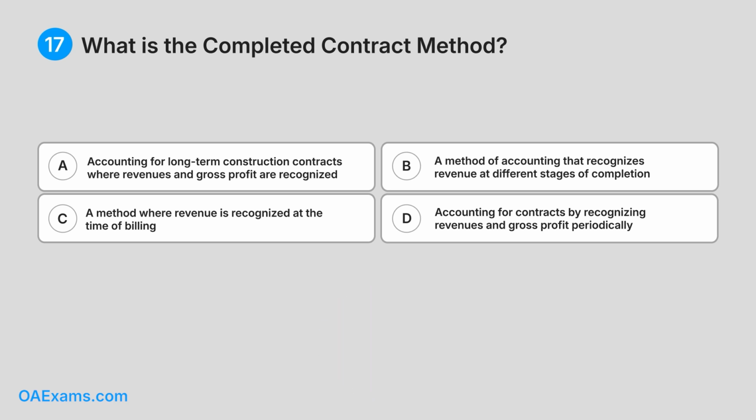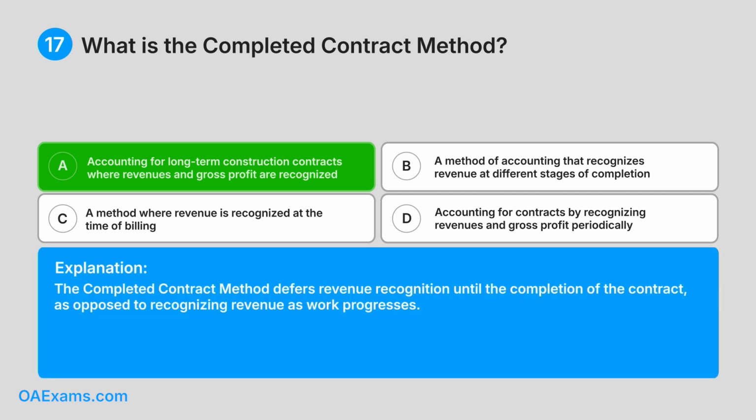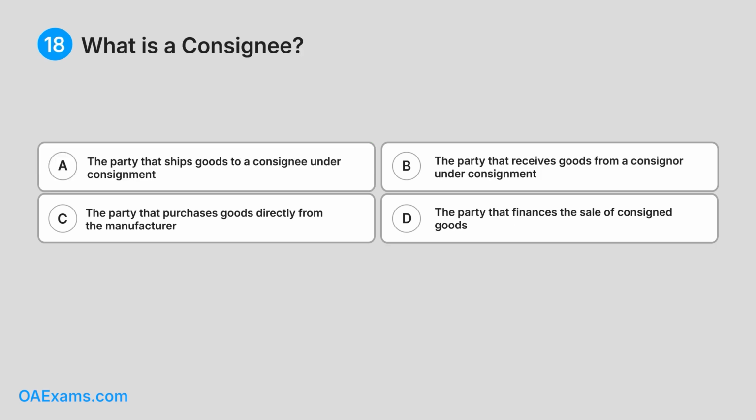Correct answer: A. Accounting for long-term construction contracts where revenues and gross profit are recognized only when the contract is completed. Explanation: The completed contract method defers revenue recognition until the completion of the contract, as opposed to recognizing revenue as work progresses.